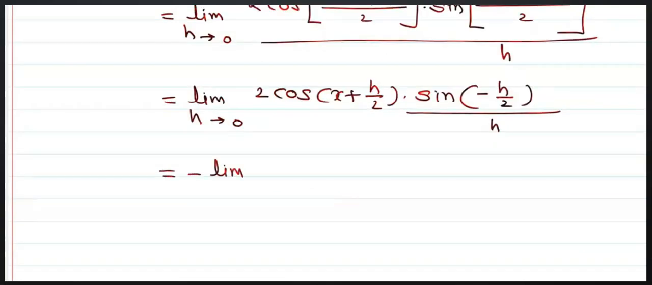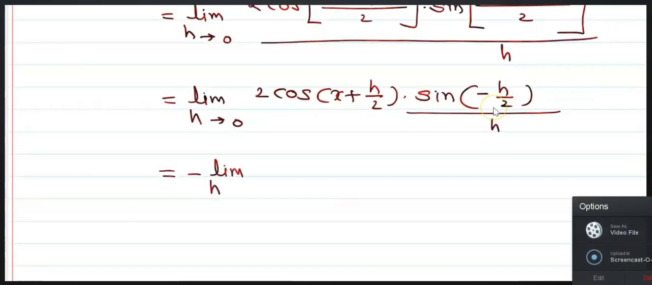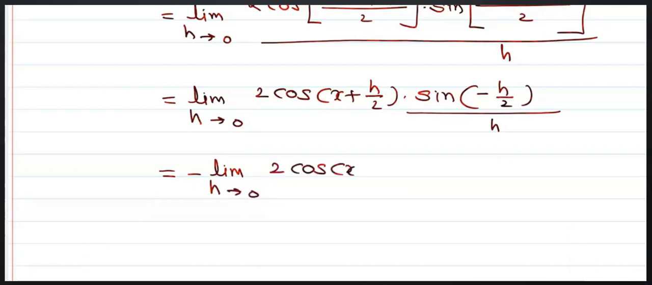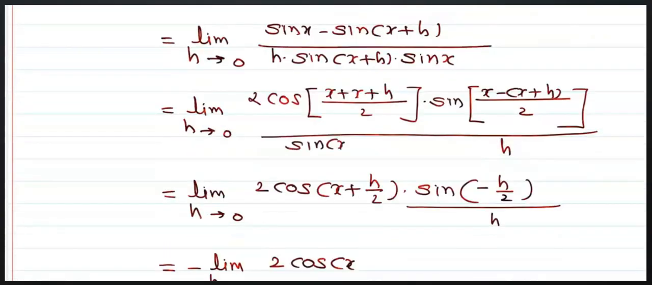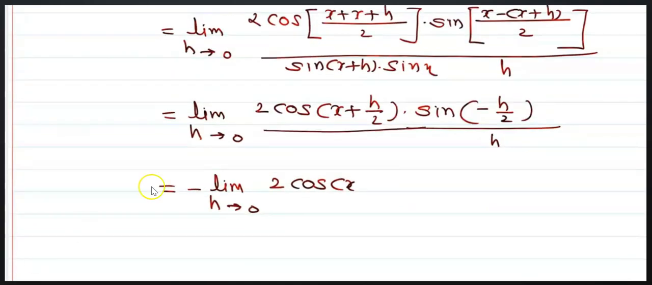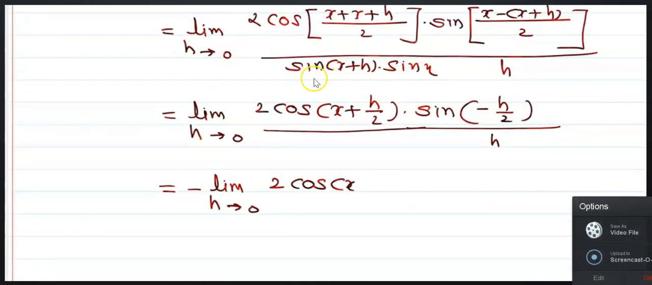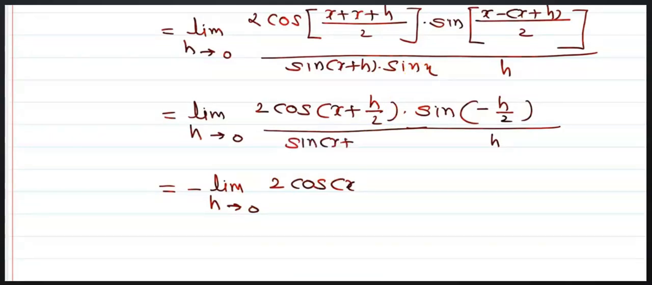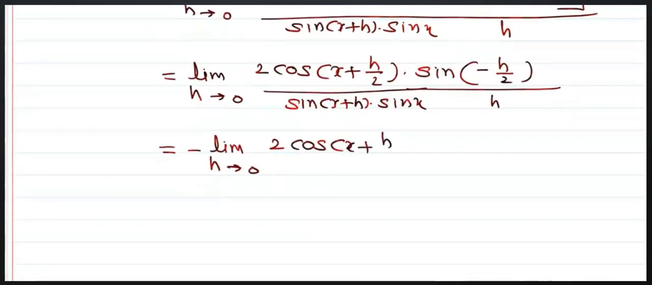upon h. Now what is the sine of minus theta? It is minus sine theta. Therefore, we have written here minus sine. That is the 2 times upon their multiplication. I forgot to write here, that is sine x, sine of (x plus h) into sine x, next to the denominator. These are the remaining terms.